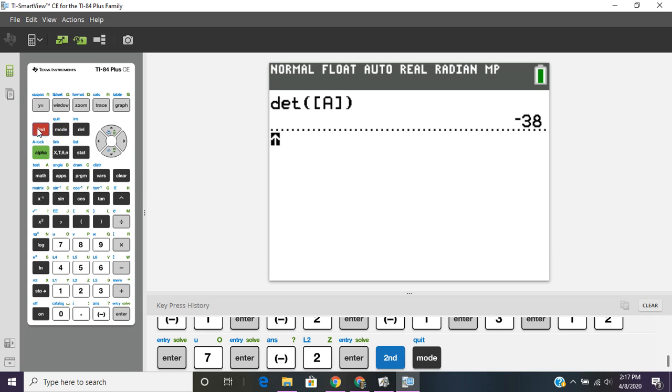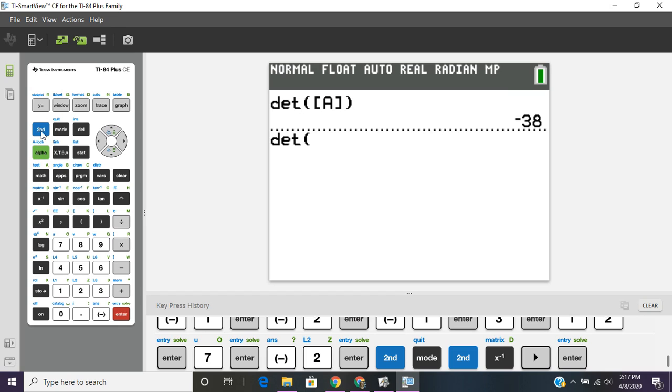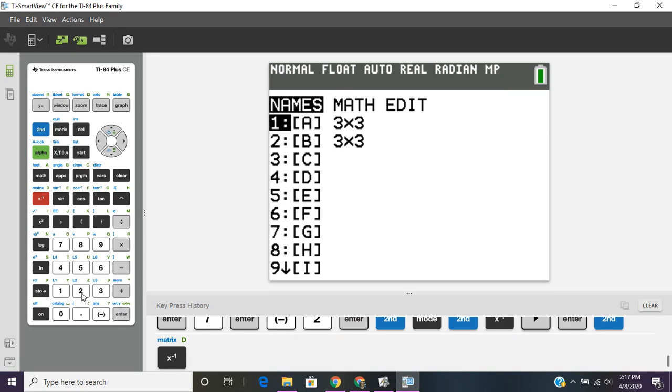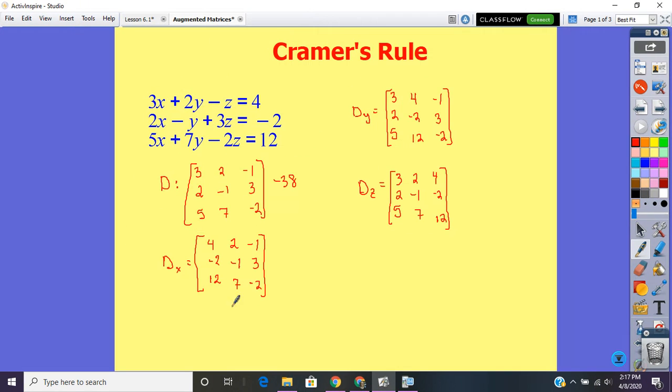All right. Second matrix, we're going to do the determinant, but this time we're going to do the determinant of matrix B. And we get a -10. So the determinant of this is -10. You're going to go through and do this for these two matrices again. I'm not going to actually show you how to do this because I just showed you 2 of them, so I feel like you should be able to do that much right now.